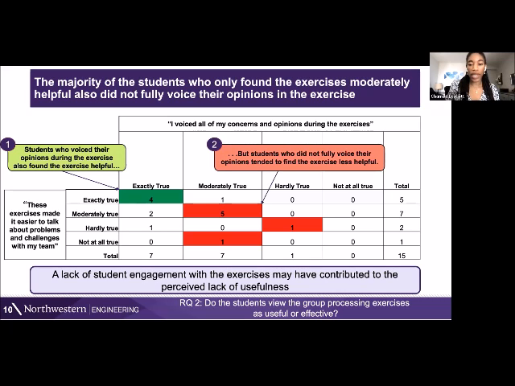And then this other group appears of students that said that the exercise was moderately helpful or hardly helpful or not at all helpful. And they found here that the students also didn't fully voice their opinions. They only said it was moderately true or hardly true, that they voiced all of their concerns and opinions during the exercises. So they're holding back, they weren't fully engaging. And so a lack of student engagement with the exercise may have contributed to the perceived lack of usefulness.